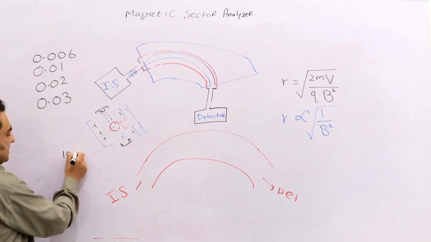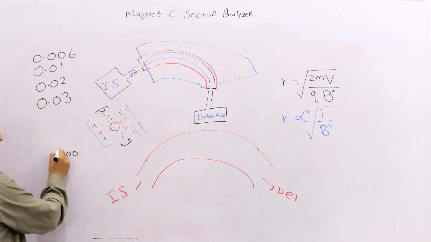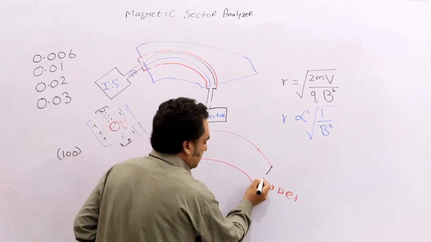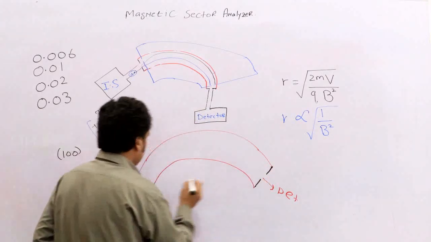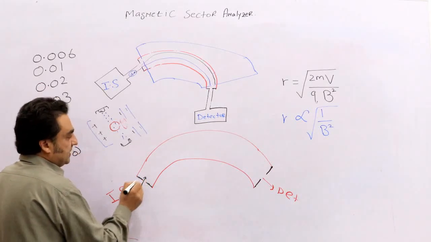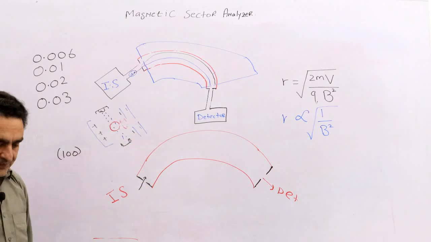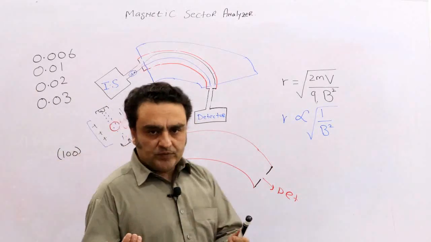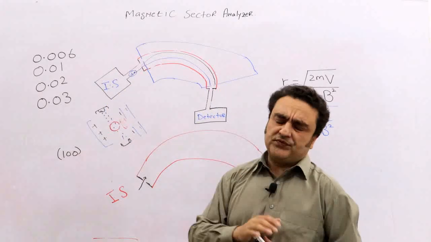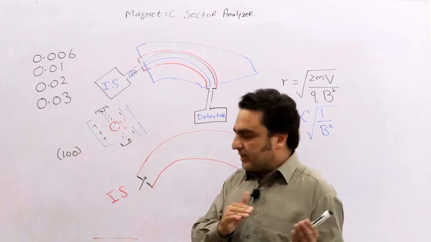Suppose you have a molecule with some molar mass, a molecular weight, suppose 100, and you want to bring it to the detector. These are small windows, actually they are called slits. Your machine is operating on 0.006, and we should suppose that this is a very small magnetic field strength. It cannot deflect the molecule very much.